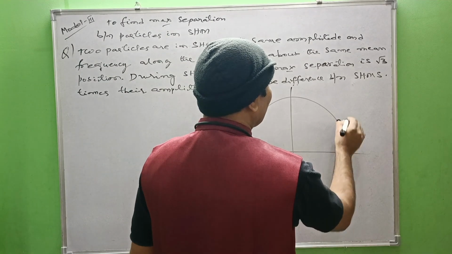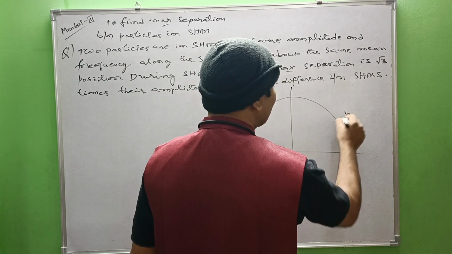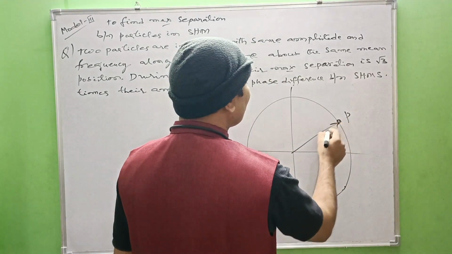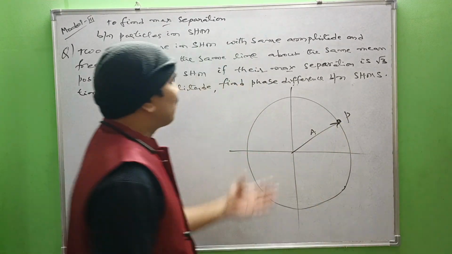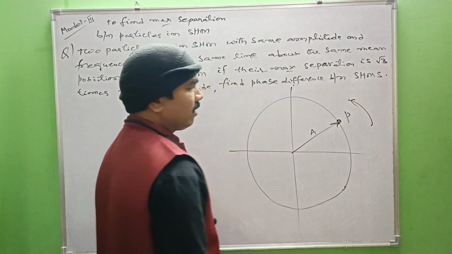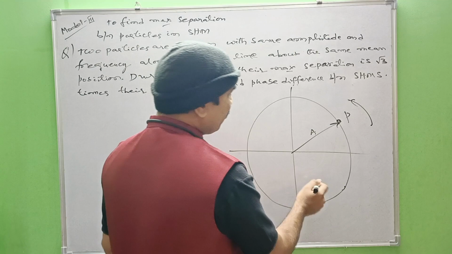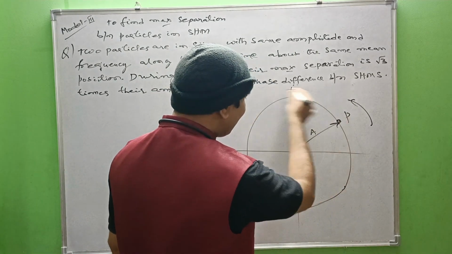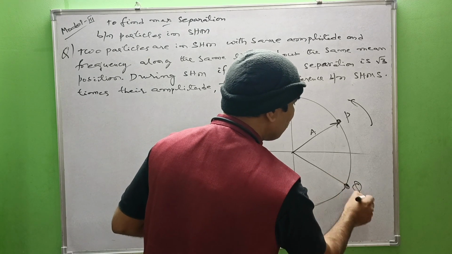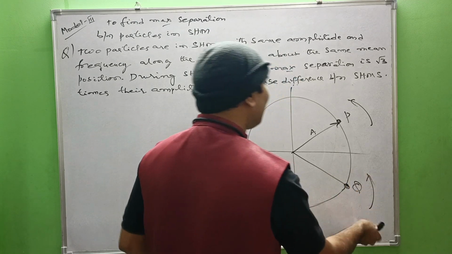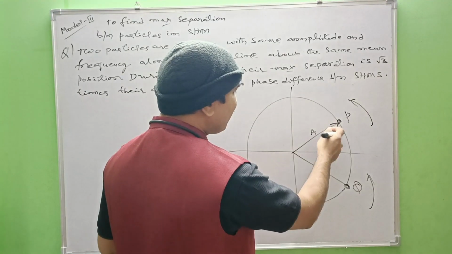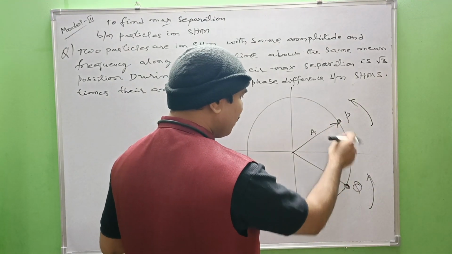Suppose P is one of the particles. This is the position of the particle, for example. What is the amplitude here? Let it be A. Amplitude is A. It is going anti-clockwise as shown. Alright? One more particle is there on the same circumference, somewhere here. So this is Q, moving along the same circular path. Right? Now, by this instant, P and Q reach as shown.